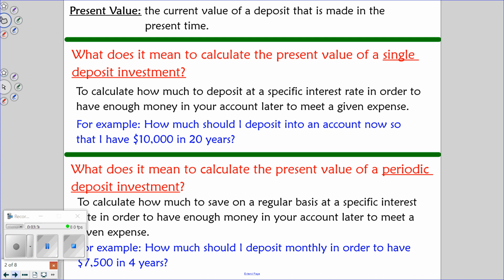Okay, so I always think about vacations, right? You want to go on a nice vacation, you got to plan for that because it's going to cost money. So again, that's what I'm thinking about. Like, how much should I save every month? I would love to go on vacation right now, right?